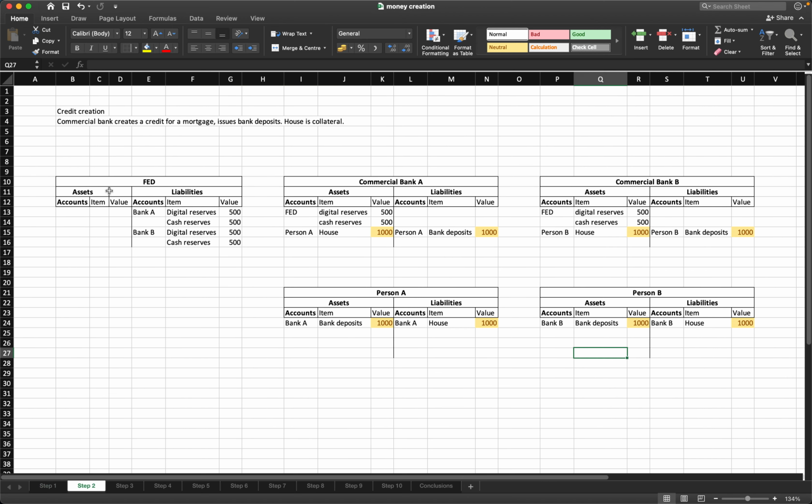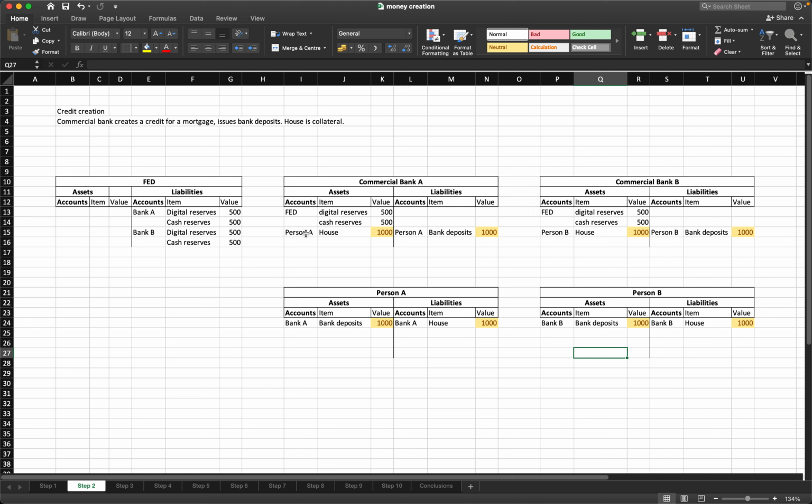In step 2, we're going for credit creation. Commercial banks create credit for a mortgage, thereby they issue bank deposits and the house is collateral. So as you can see, nothing changes to the Fed balance sheet. I added 2 balance sheets, one for person A, one for person B. Person A uses commercial bank A, person B uses commercial bank B.